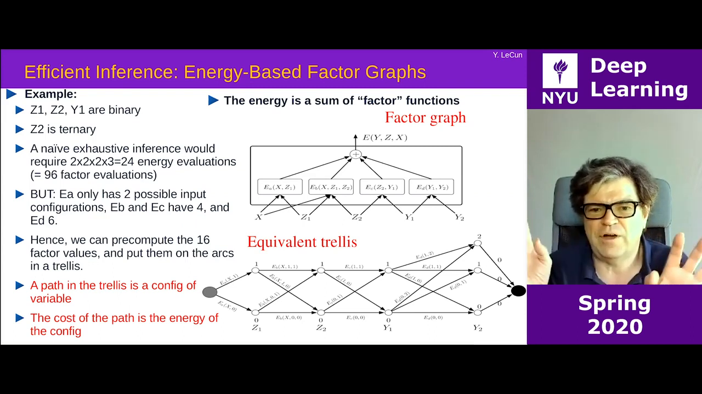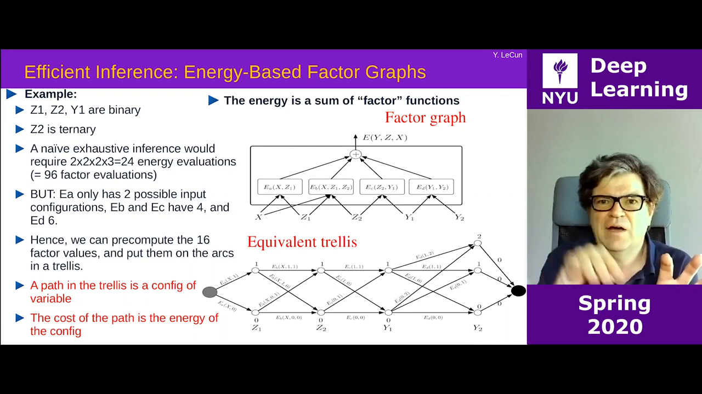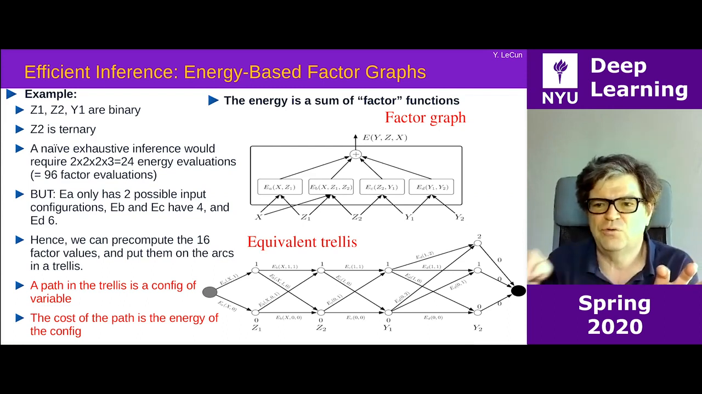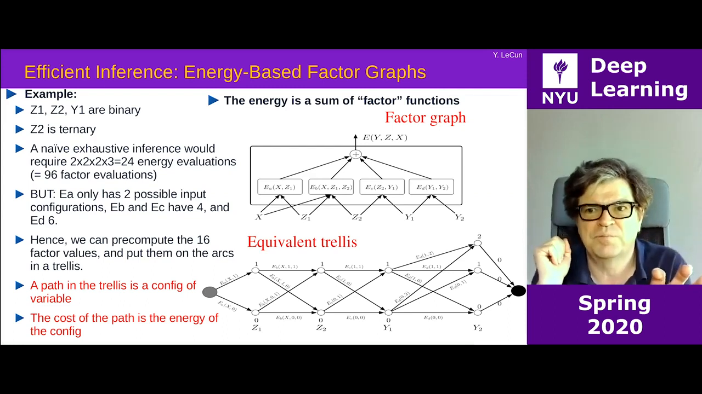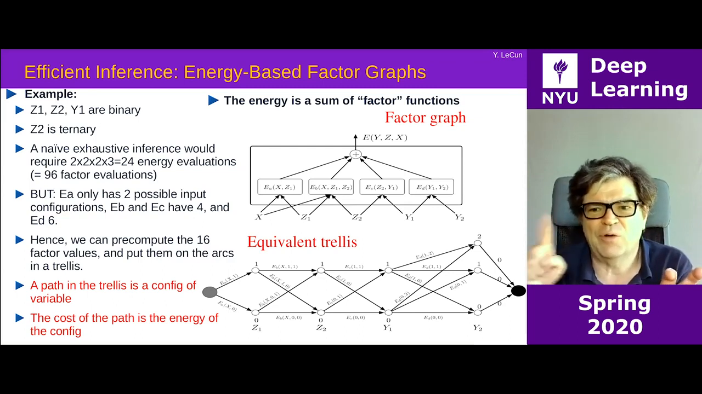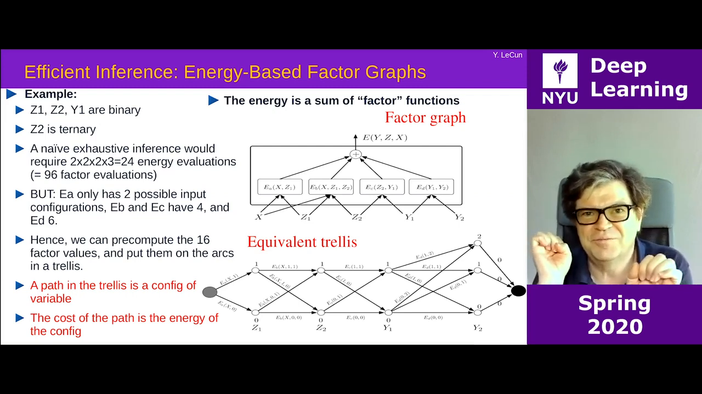Once your system is trained, right, I give you an X, and by energy minimization, you find Z1, Z2, Y1, Y2 that minimizes the energy, okay? And because you've trained the correct Y1, Y2 to have the lowest energy among all possible configurations of Y1, Y2, you're going to get the correct one, okay?